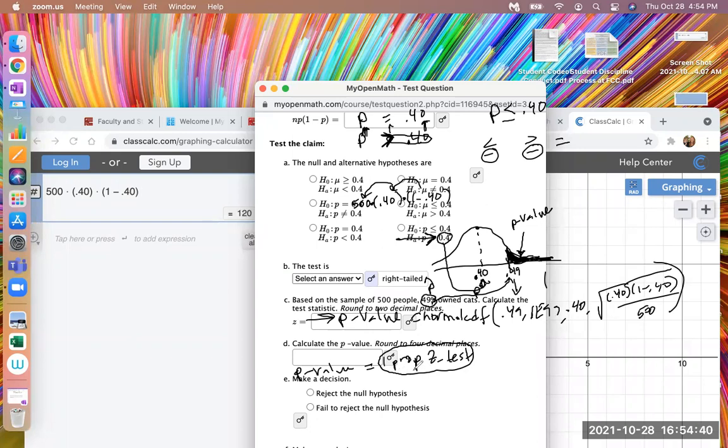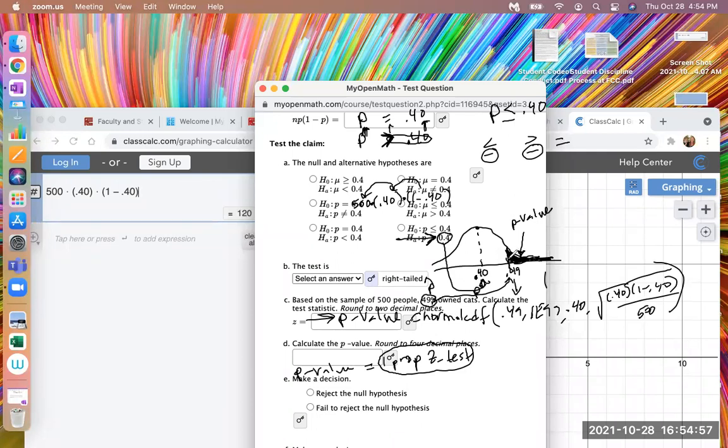This new test is just a little bit faster, and we don't have to calculate the standard deviation. It does that for us. We don't have to think about it quite as much, so it's just a faster way to the final answer. But that is the way that we would find that p-value.